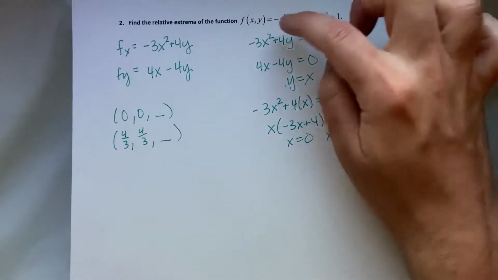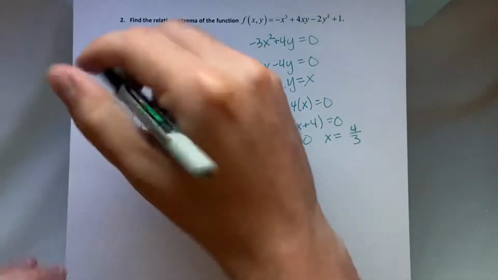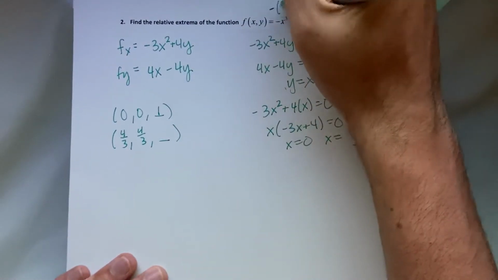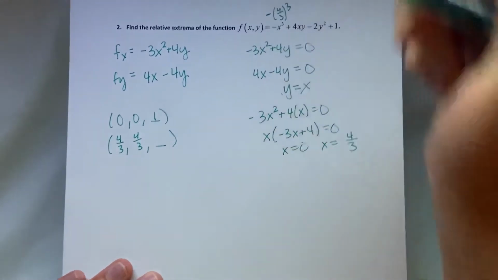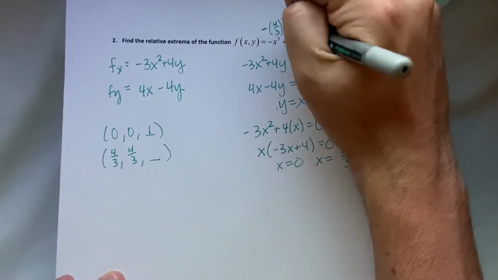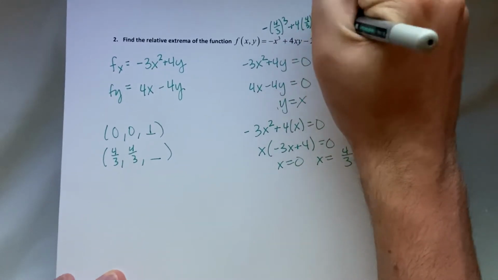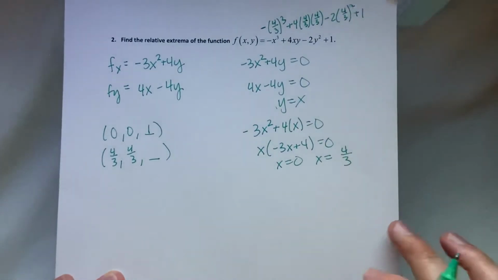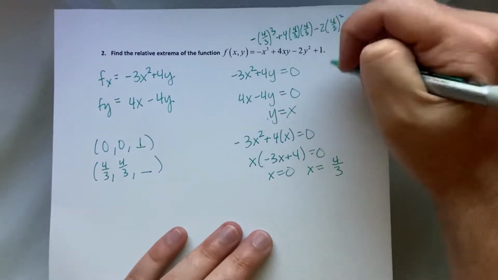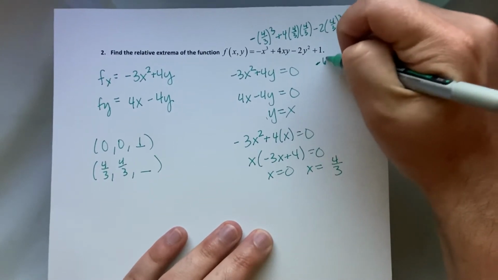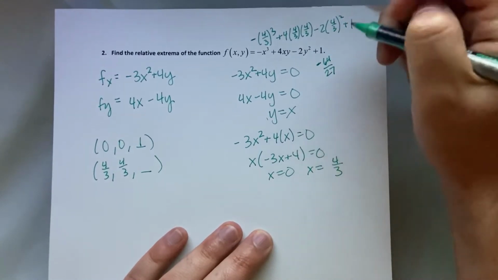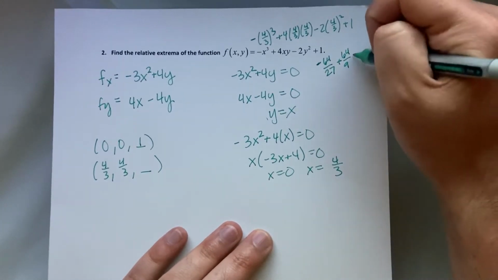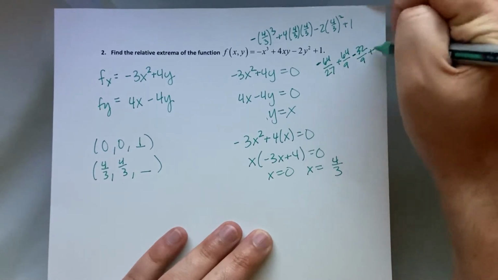When I plug in 0 to everything, this would be 0, 0, 0 plus 1, so it looks like 0, 0, 1. When I plug in 4/3, we would have negative 4/3 cubed plus 4 times 4/3 times 4/3 minus 2 times 4/3 squared plus 1. So a little ugly. So that would be negative 64/27 plus 64/9 minus 32/9 plus 1.